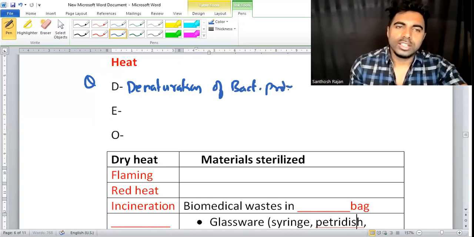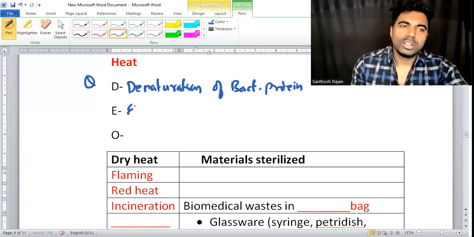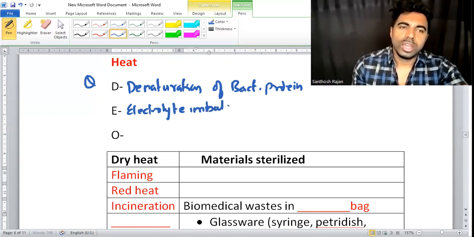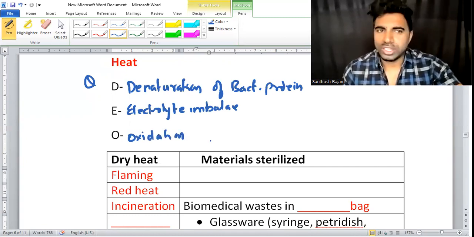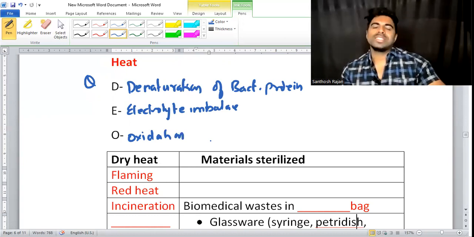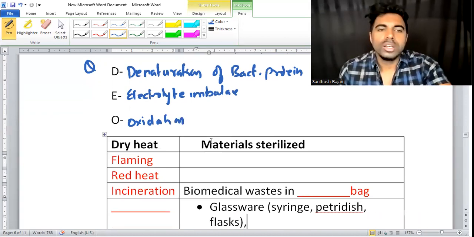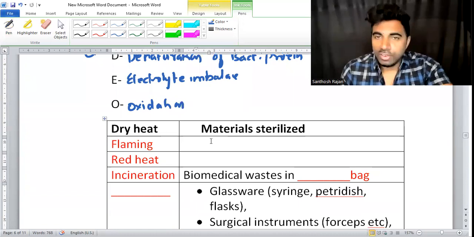Heat. E is for electrolyte imbalance, or it increases the electrolytes so that the bacteria get killed. And O for oxidation, oxidation of the bacterial protein. That's it. Denaturation, electrolyte imbalance, and oxidation. Then dry heat. You have dry heat and moist heat.